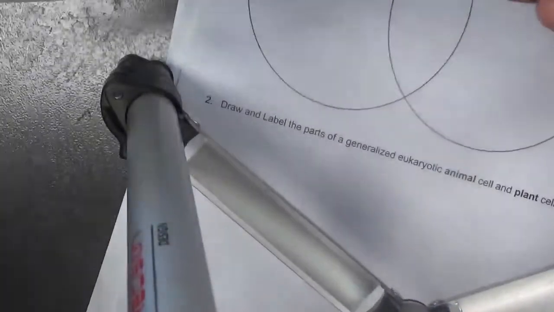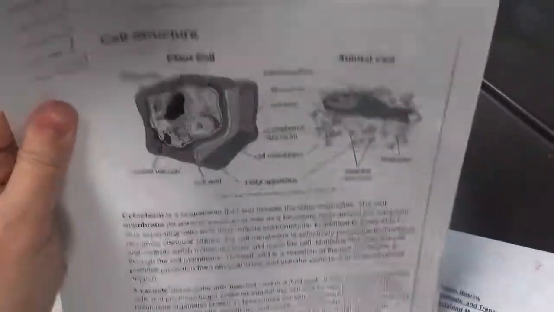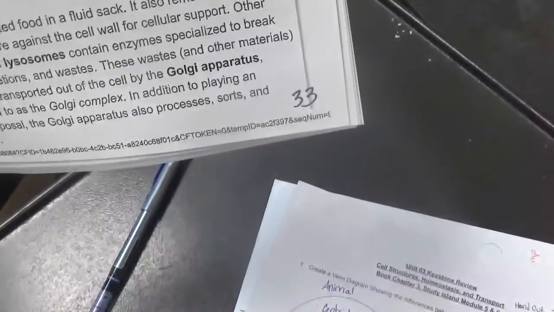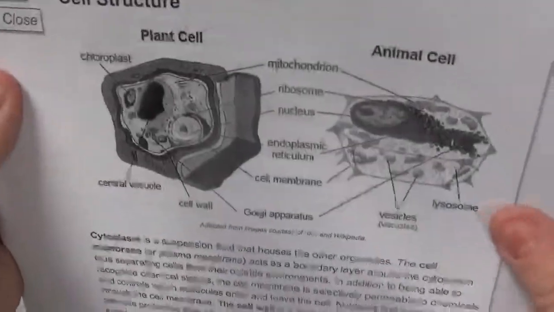All right, draw and label the parts of a generalized eukaryotic animal cell and plant cell. The answer for that is going to be on page 33 of the reading packet.